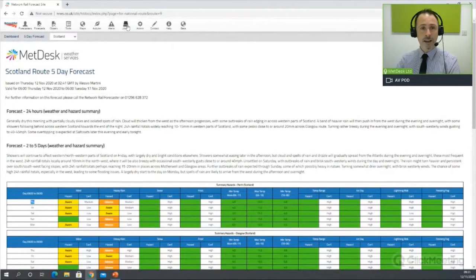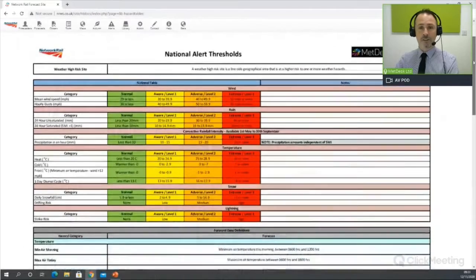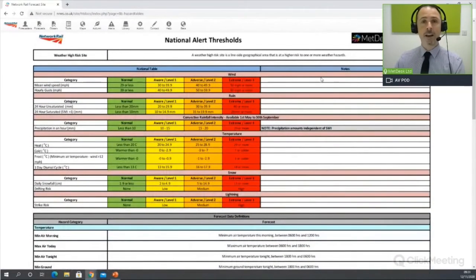So if you go into the library section here, one thing you can find in the library section are archives of every single forecast we've ever produced, as well as observation data going back anything up to about 5 or 6 years or so from all of the different weather stations. But also in there is what we call the hazard tables. Now, if I click on that, this is Network Rail's National Alert Threshold system. Now, MetDesk didn't create these. These were provided to us by Network Rail.